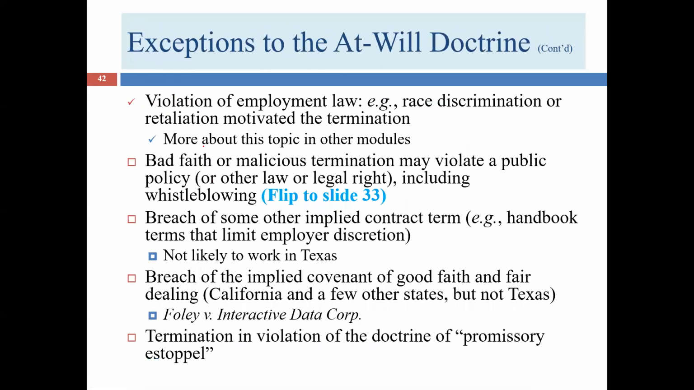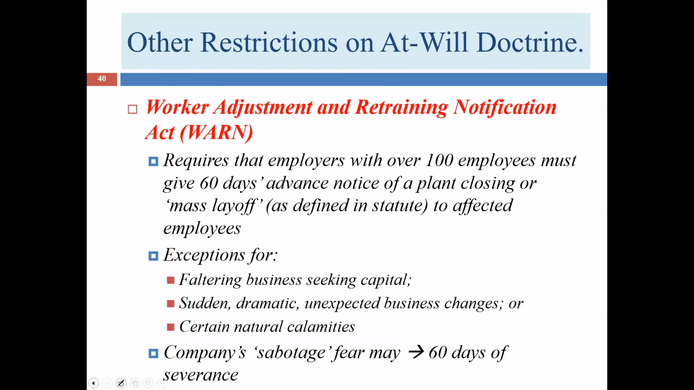Okay, so now we're done with this first category. We've talked about the first category of exceptions to employment at will. So now we're going to talk about this next category. Bad faith or malicious termination may violate a public policy or other law or legal right, including whistleblowing. So now we're going to flip back to slide 33. So we're going to go back about 10 slides.